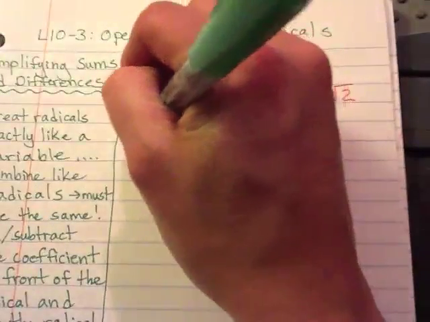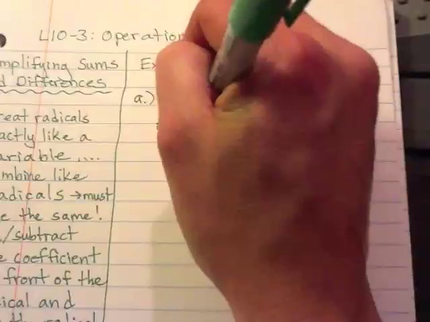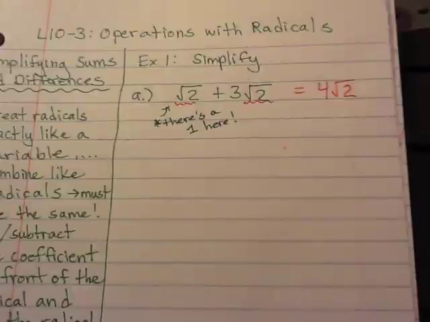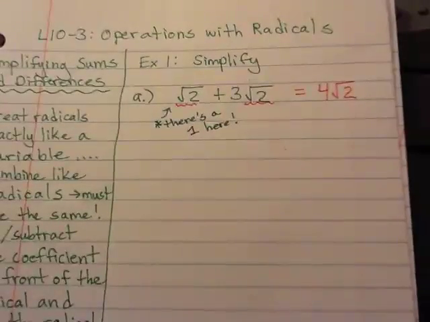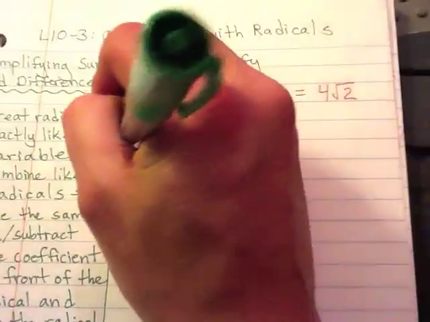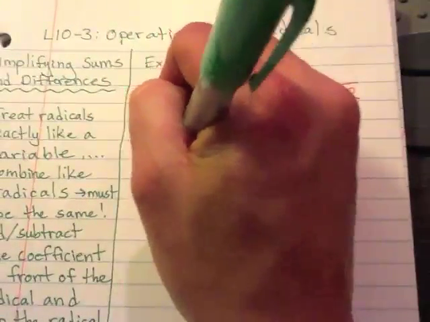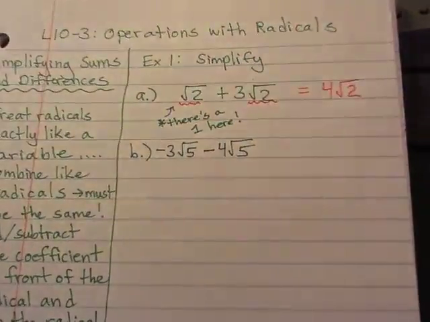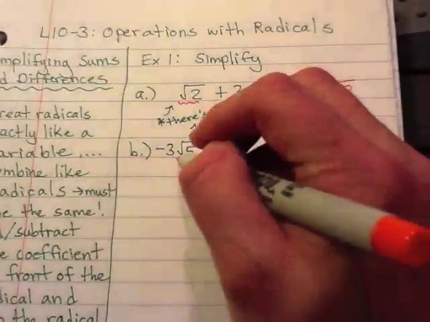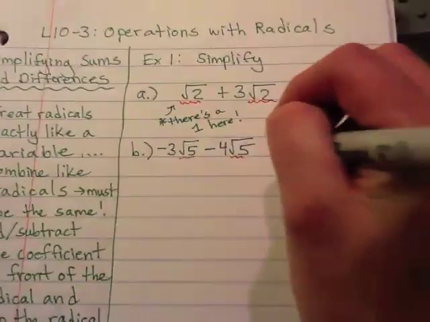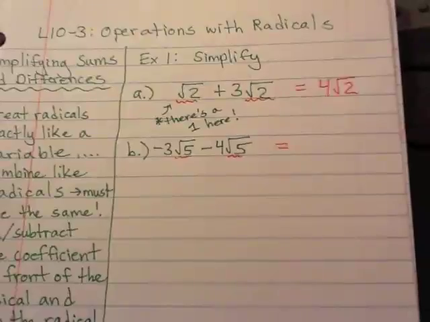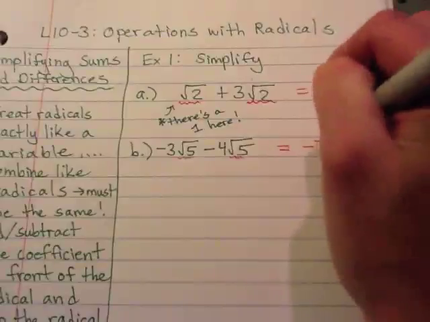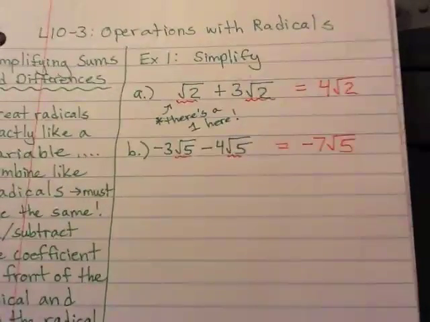So make a little note, make sure there's a 1 here. Don't forget about those 1s, they're easy to forget about. Alright, let's look at a couple more. So we have negative 3 square root 5 minus 4 times the square root of 5. So again, I see a like radical. So I'm just going to bring that radical over and I'm just going to combine the numbers in front. So negative 3 minus 4 is negative 7, and then I bring over the root 5. So negative 7 times the square root of 5.